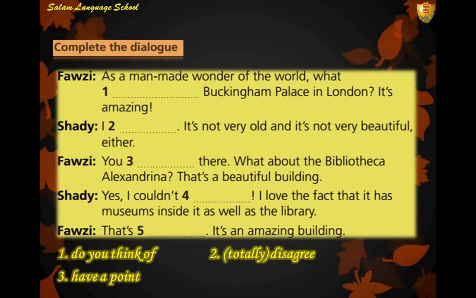That's a beautiful building. Shadi: yes, I couldn't space. I love the fact that it has museums inside it as well as the library. So he expresses here agreement. Yes, we can say, yes, I couldn't agree more. I love the fact that it has museums inside it as well as the library. And Fawzi said, that's a space. It's an amazing building. The answer: that's how I feel, or that's exactly how I feel.